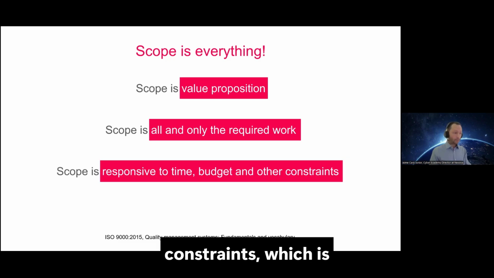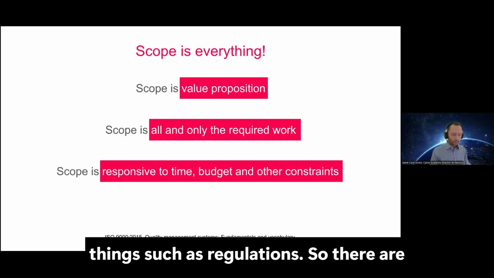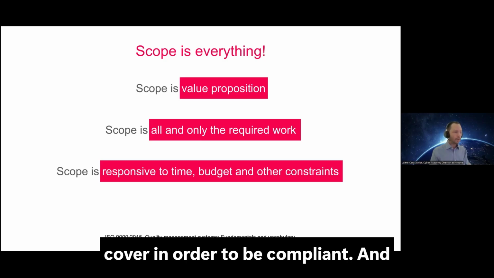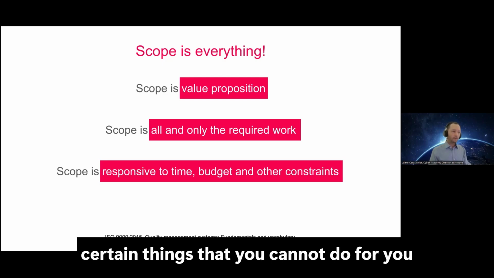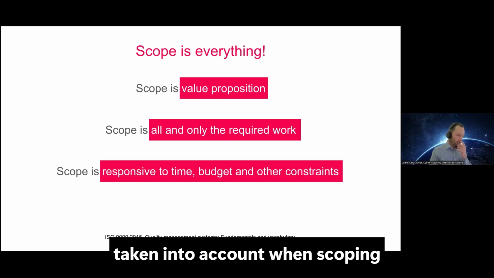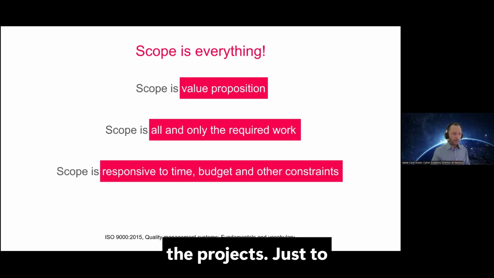I have other constraints, which is basically time, money, and many other things such as regulations. So there are some things that you have absolutely to cover in order to be compliant. And sometimes it's the opposite. There are certain things that you cannot do for you to be compliant. So that also should be taken into account when scoping the projects.